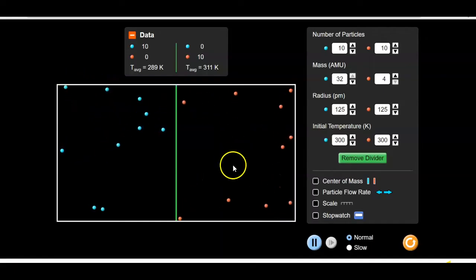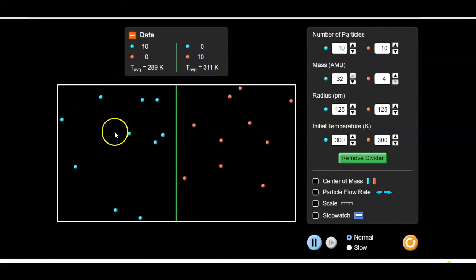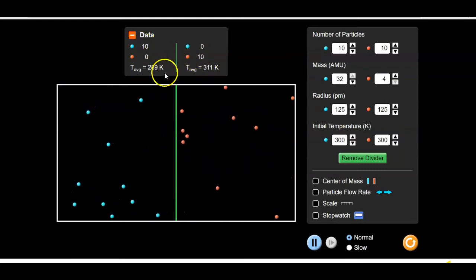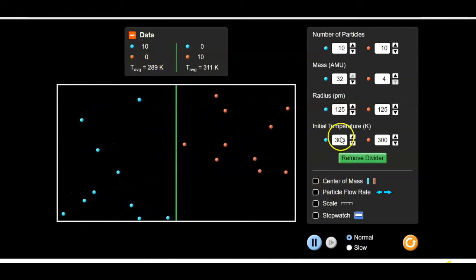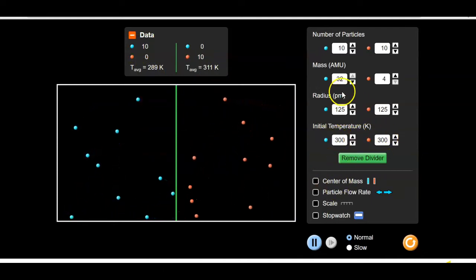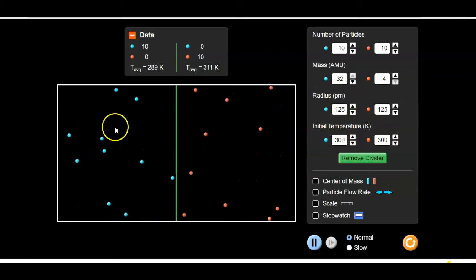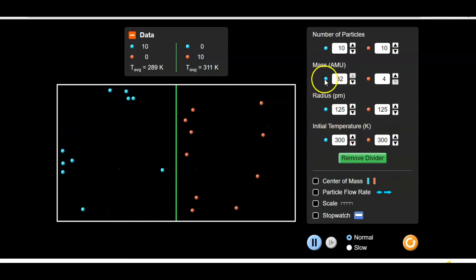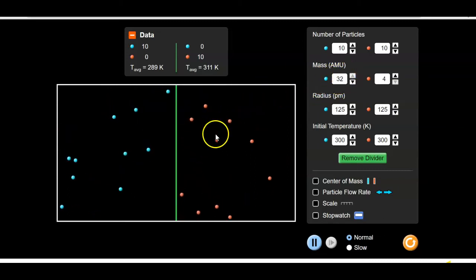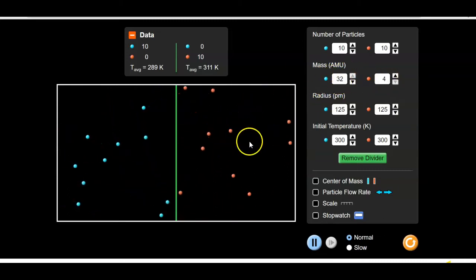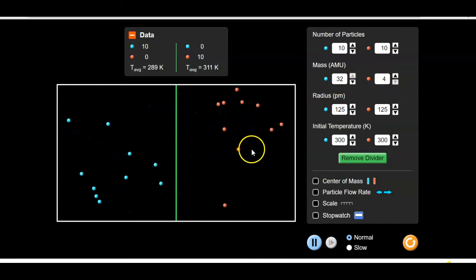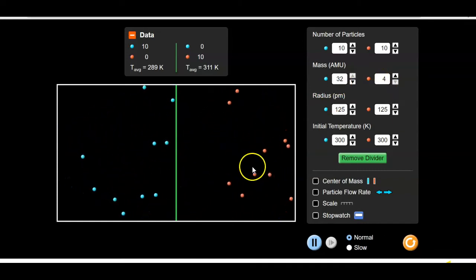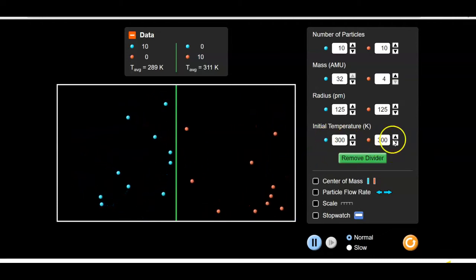So we have 2 chambers. Both of them have the exact same amount of gas, 10 particles of gas. They are both at the same temperature, 300 Kelvin each, but you're going to notice that the speed of the particles is different. And that's because the mass of these particles is 32 and the mass of these particles is 4. The lighter the gas, the faster it moves. The heavier the gas, the slower it moves, assuming that they're both at the same temperature.